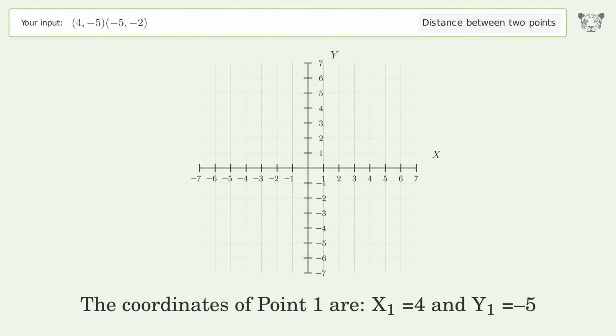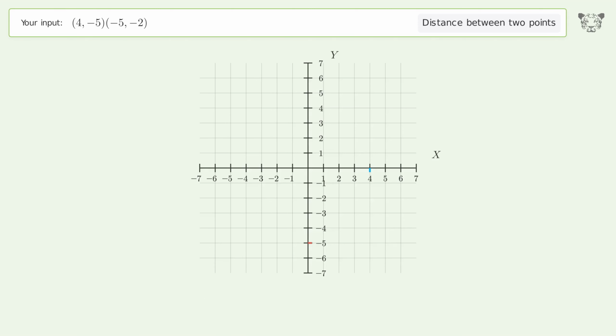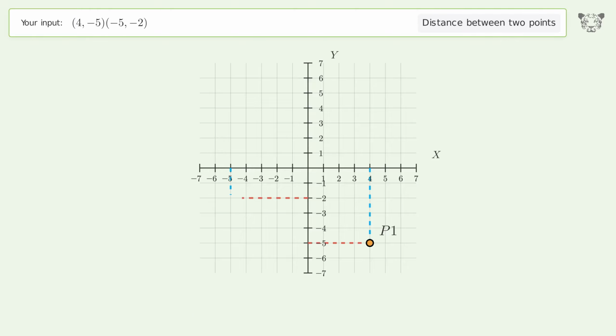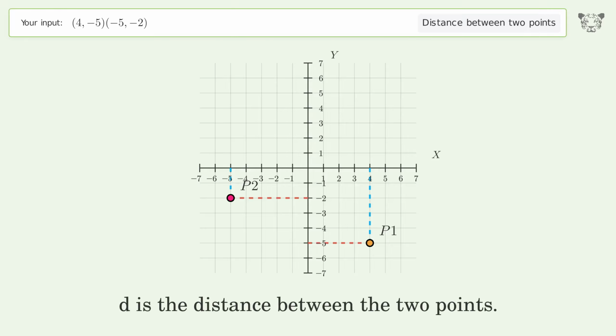The coordinates of point 1 are x1 equals 4 and y1 equals -5. The coordinates of point 2 are x2 equals -5 and y2 equals -2. D is the distance between the 2 points.